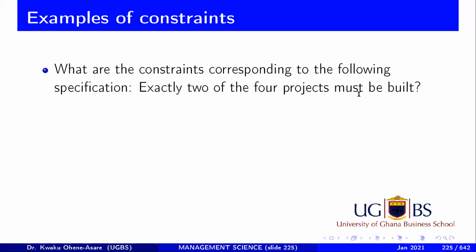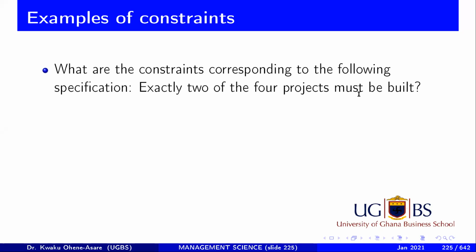Exactly 2. That word exactly means equal to, by the way. Exactly 2 of the 4 must be built. How would you have written it? Exactly 2 of the 4 must be built.